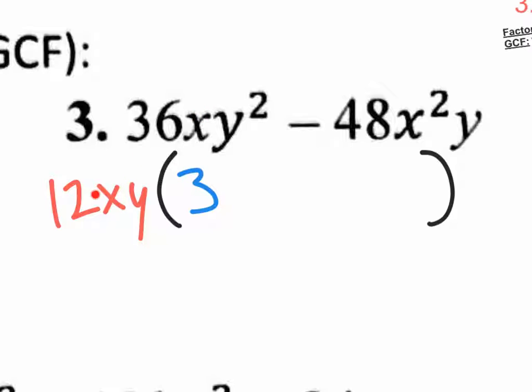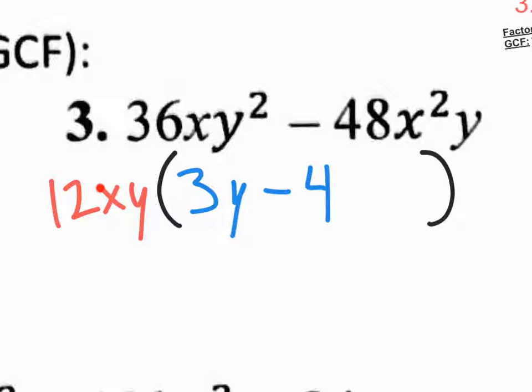You don't have to worry about it because it's already there. And then how about y? Y times what gets you a y squared? That would be y times y gets you a y squared. Now to move on to the next one, 12 times what gets you a negative 48? 12 times negative 4 gets you a negative 48.